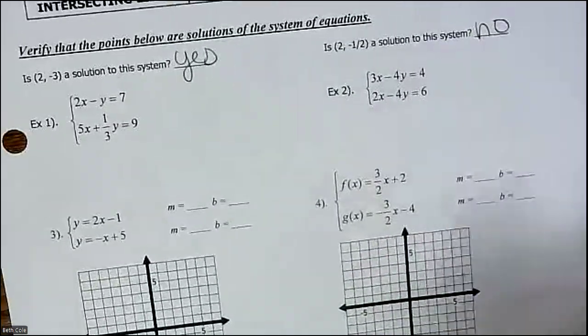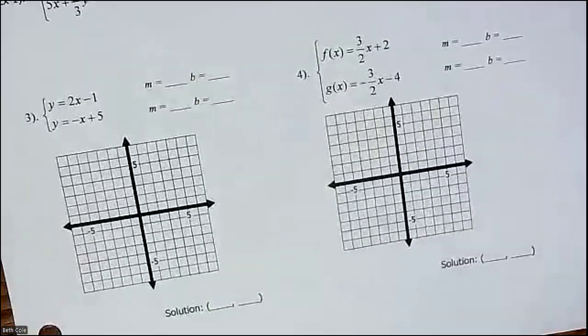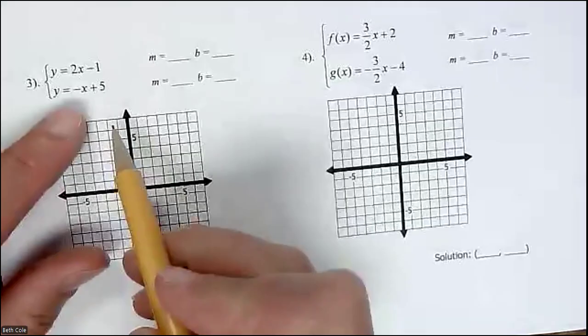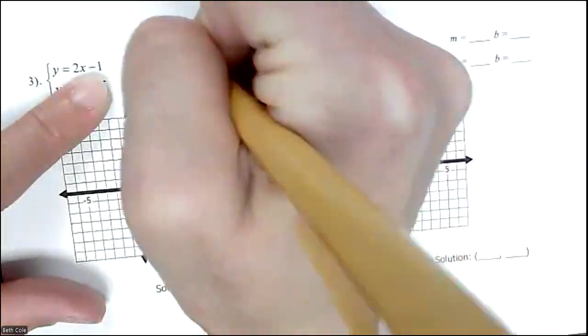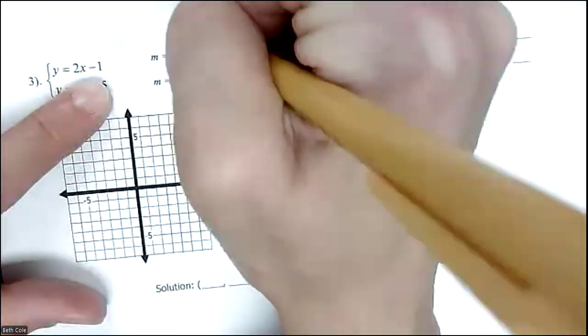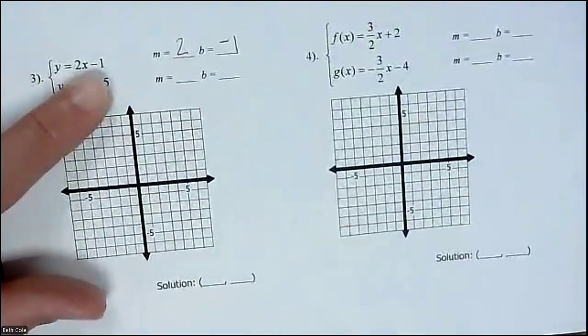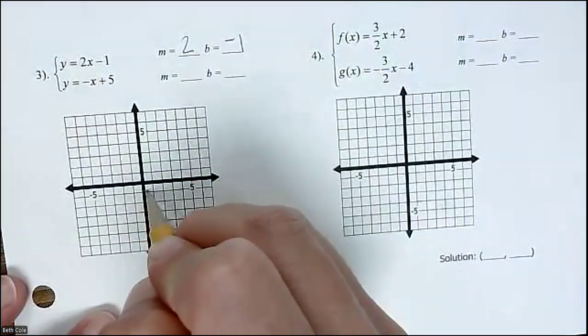Now we're going to graph some ourselves. So we're reviewing how to graph lines. You've done this already. It's good old y equals mx plus b. Look at this first one. What is the slope? 2, and the y-intercept -1. So when you graph it, you're going to start at -1.